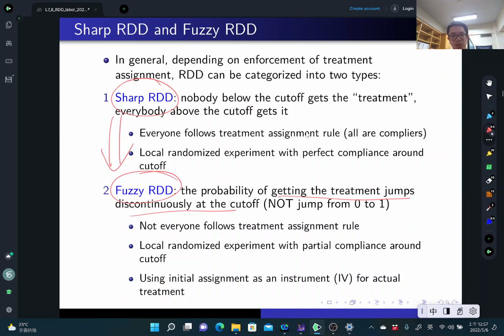In this lecture, we just focus on sharp RD because it is more intuitive and it also captures all the concepts of RD design. So in this lecture, we just focus on the sharp RD design.